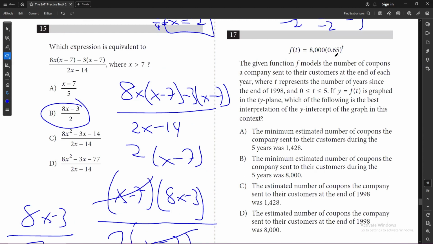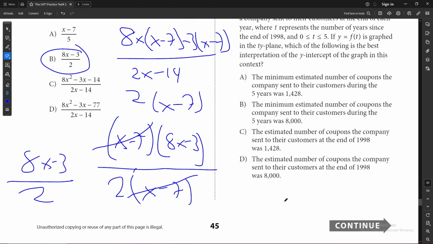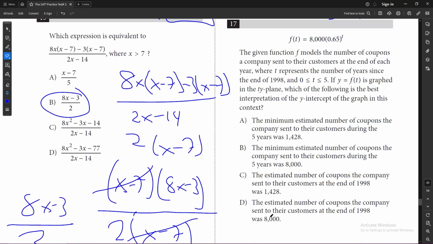The given function f models the number of coupons a company sent to their customers at the end of each year, where t represents the number of years since the end of 1998 and t is greater than 0 and less than 5. If y equals f of t is graphed in the ty-plane, which of the following is the best interpretation of the y-intercept of the graph in this context? Basically, you're going to check the answer choices and clarify whichever one is correct or not. You just have to confirm them.